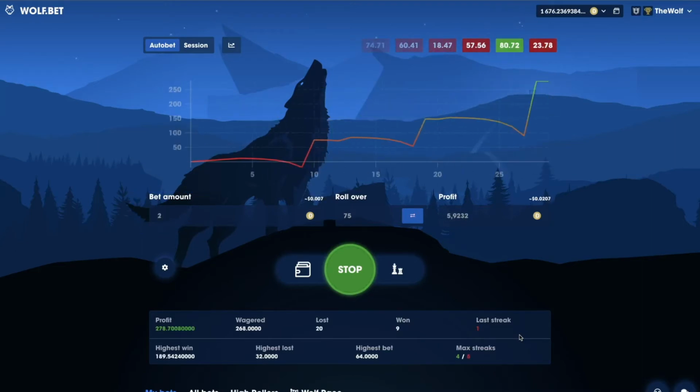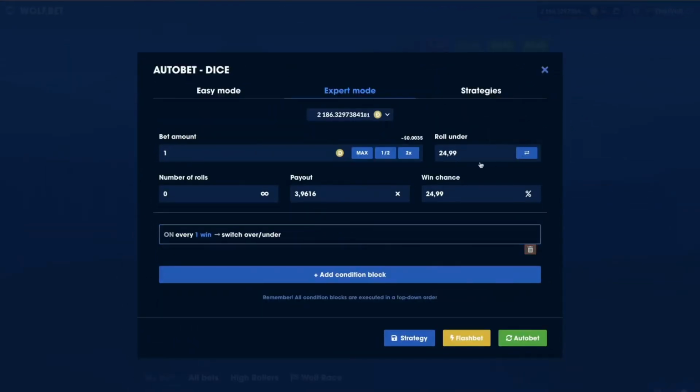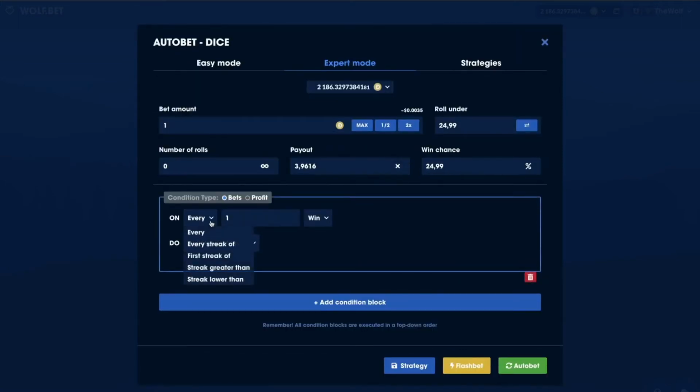to the original amount. When you select switch over or under, you are basically changing the slider on the dice game after a certain event. For example, on every streak of 3 losses, I want my slider to change from over to under and from under to over. Let's roll so I can show you.